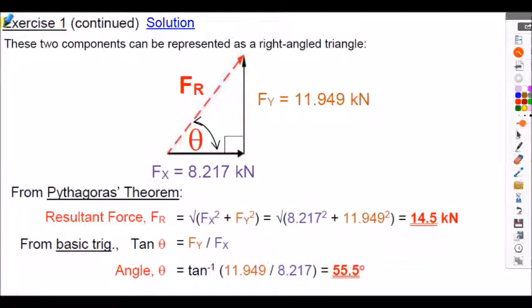Exercise 1, solution continued. Here's our vector diagram that's been drawn using the summation of the Fx from the previous table, and the summation of the Fy from the previous table, to draw a right angled vector diagram. And we've calculated the resultant force and the angle to the horizontal here.